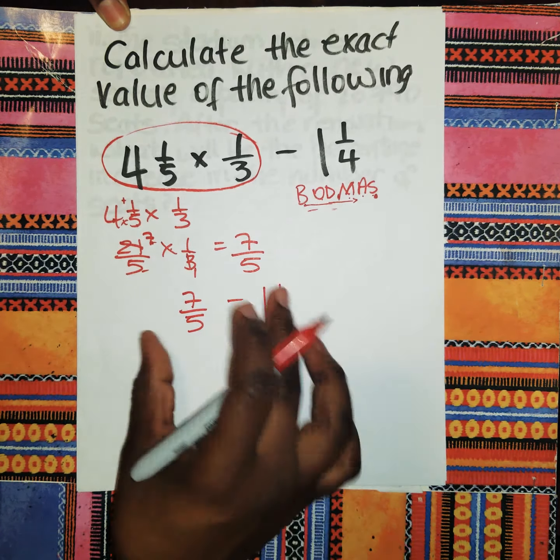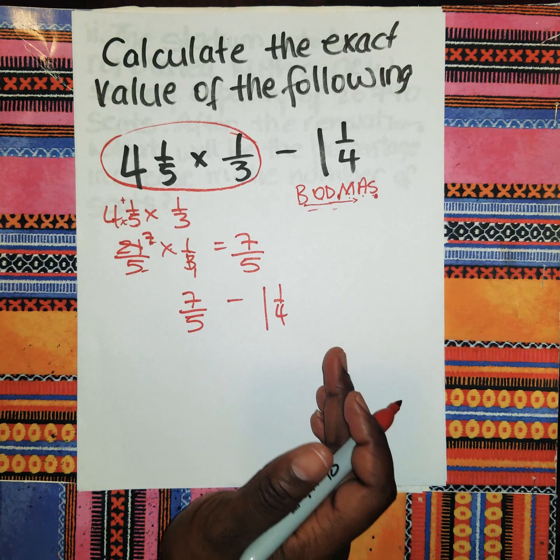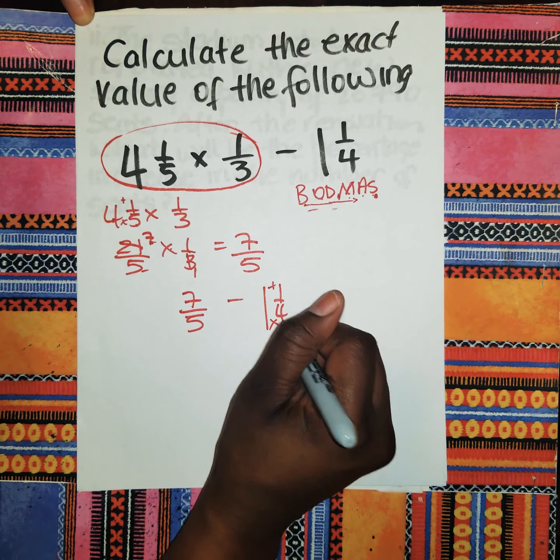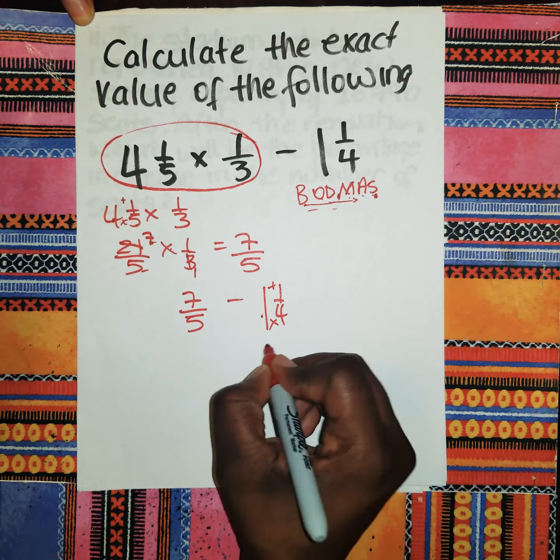Again, convert this mixed fraction to an improper fraction, or you can leave it and work the whole numbers and the fractions separately, then you add the whole number after. But I'm going to convert to an improper fraction because it's always easier to me. So multiply and then we add. So 4 ones are 4 and 1 is 5. So that's 5 over 4. So 7 over 5 minus 5 over 4.